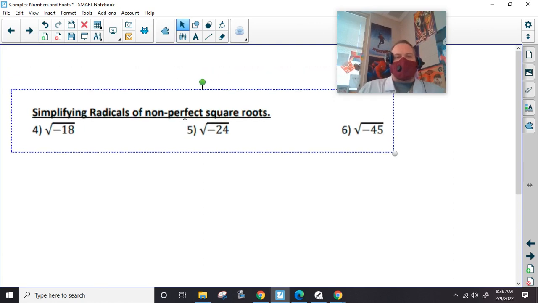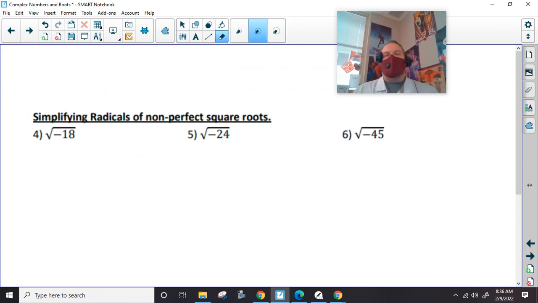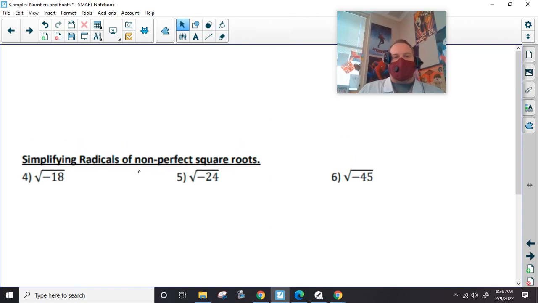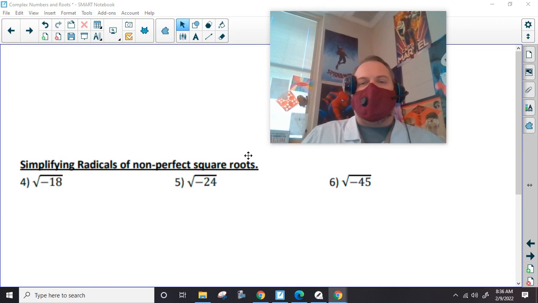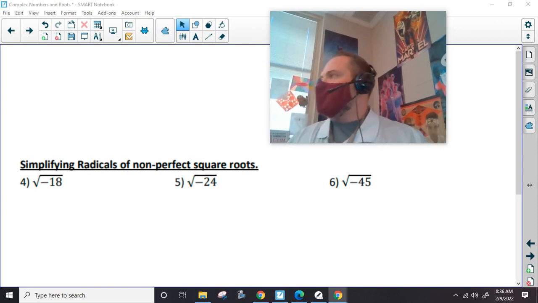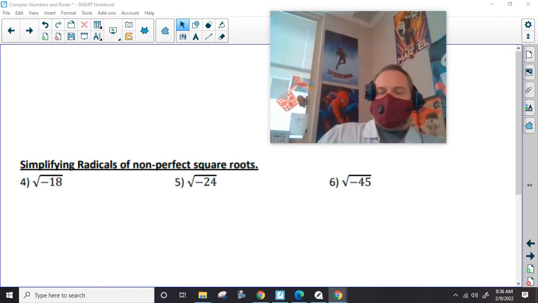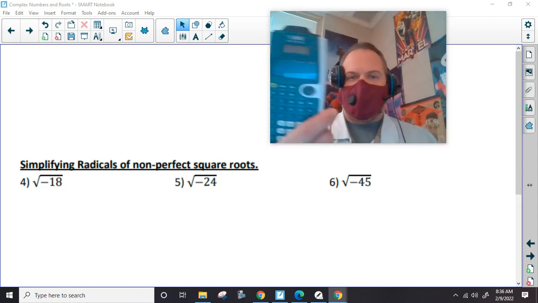These are a little different. Okay, we actually used to teach this whole thing about factoring out a perfect square, kind of like greatest common factor, but we don't have to do that anymore. Now all we have to do is use our handy dandy calculator.